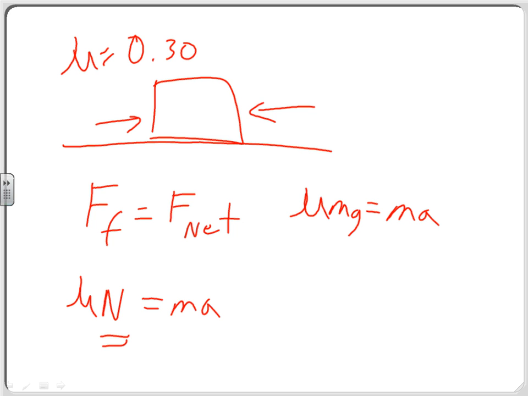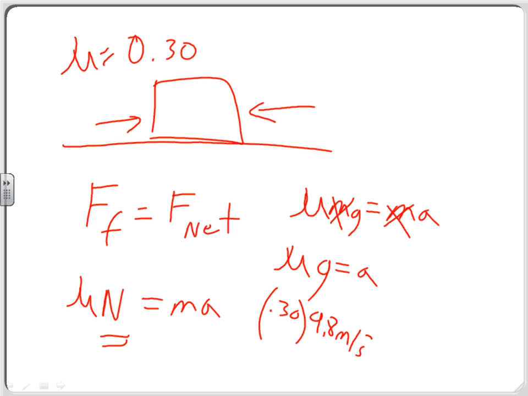So what I hope you see is that the two masses cancel out. So that what we have in terms of an equation is that the coefficient of friction times g, 9.8, is equal to our acceleration. So we plug in what we know. We know the coefficient is 0.30. We know the acceleration due to gravity is 9.8. We solve for A. So 0.30 times 9.8 gives us an acceleration of 2.94, and that's meters per second squared. Hope that helps.